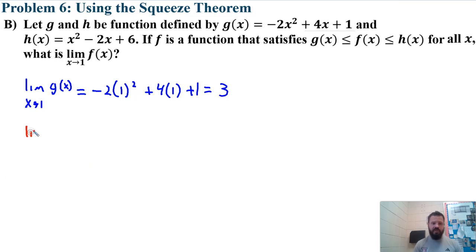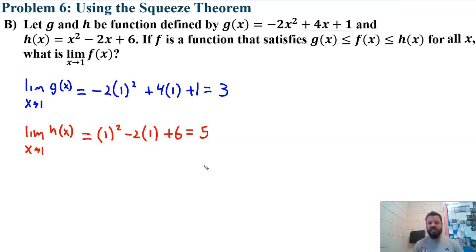We'll also look at the limit of h of x as x goes towards 1. It's a polynomial, so we can do direct substitution. So 1 squared minus 2 times 1 plus 6. So we've got 1 minus 2 would be negative 1, plus 6 would be a 5.